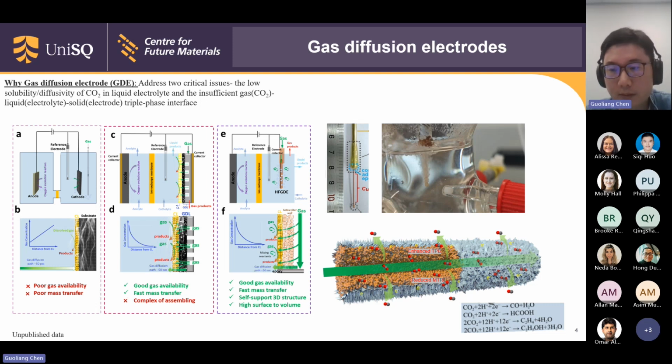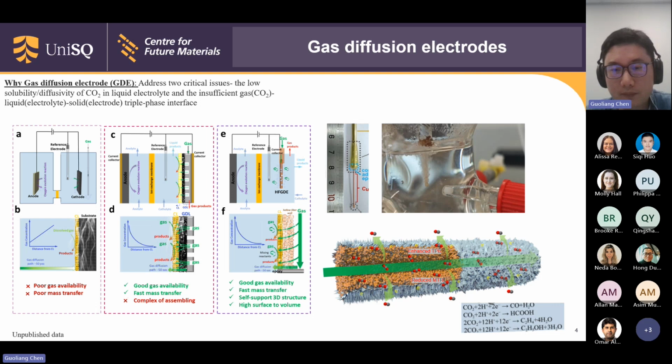site. Same as the planar GDE, the diffusion path is shortened to like 50 nanometers. This specially designed shape also has a very high surface-to-volume ratio, and it is a kind of self-supporting 3D structure. From the bottom right picture, I can show you the gas penetrating through the inner side of the hollow fiber, and the reaction happens at the surface of the hollow fiber GDE.